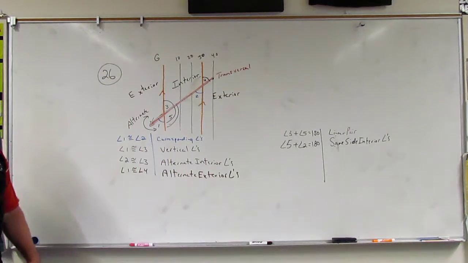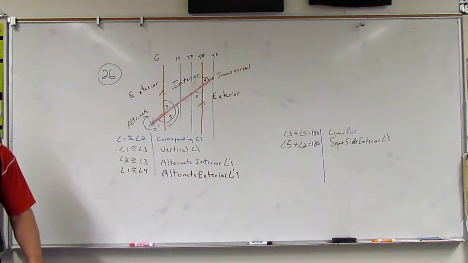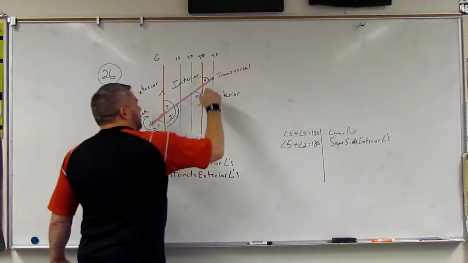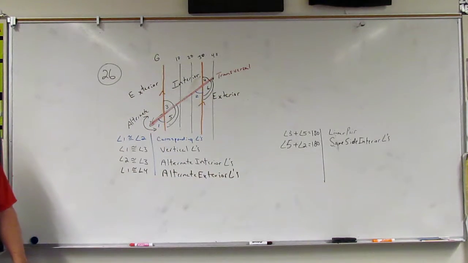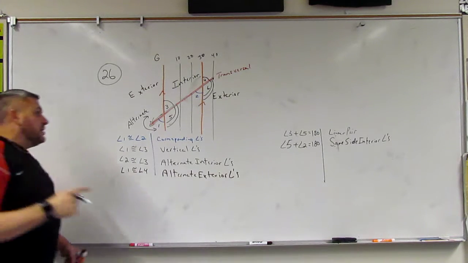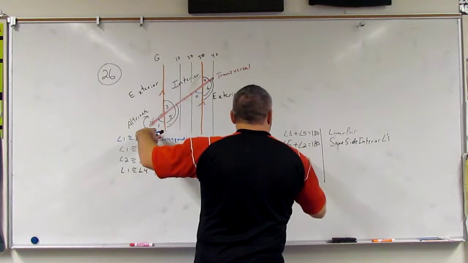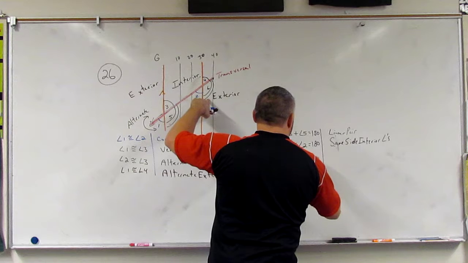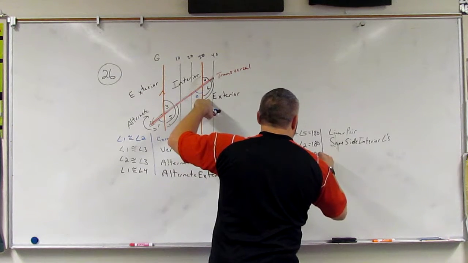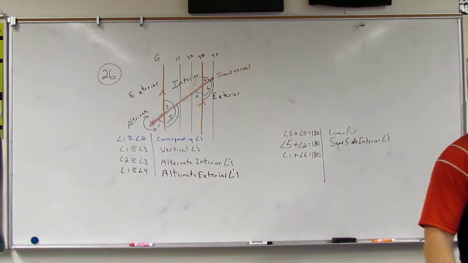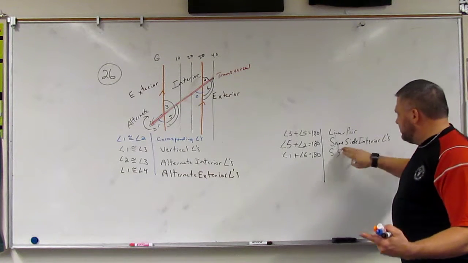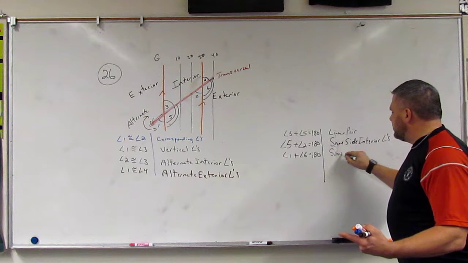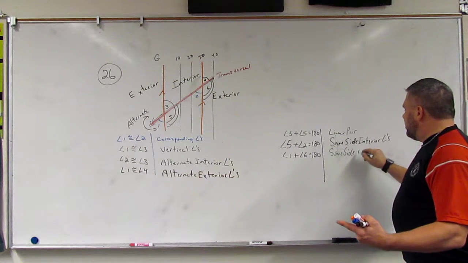But wait a minute. If it's true for same side interior, do you think it's true for the same side exterior? Yeah. Right? So angle 1 plus angle 6 would equal 180 also, right? Because of what? Same side exterior. Can I just put SS?